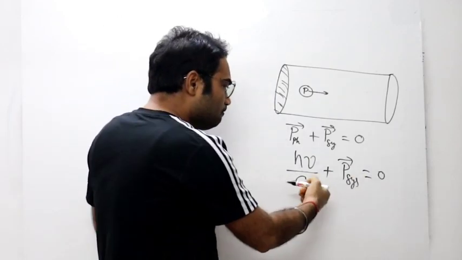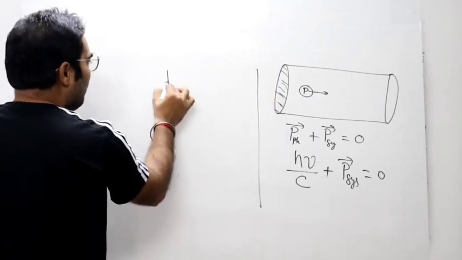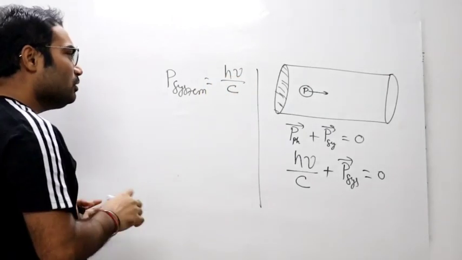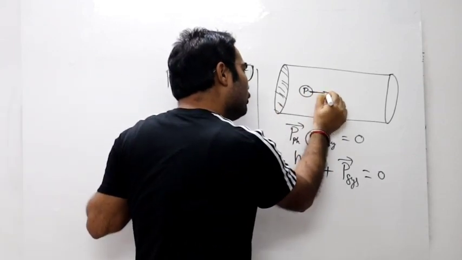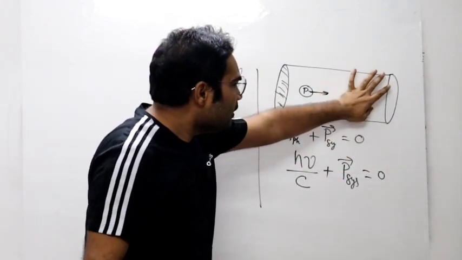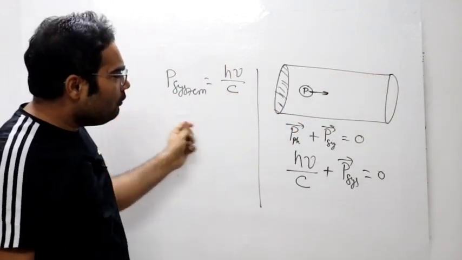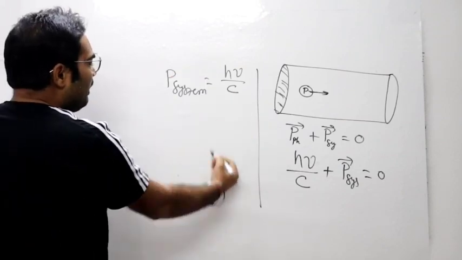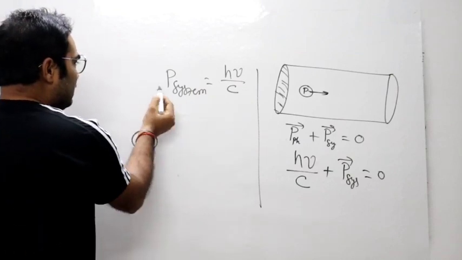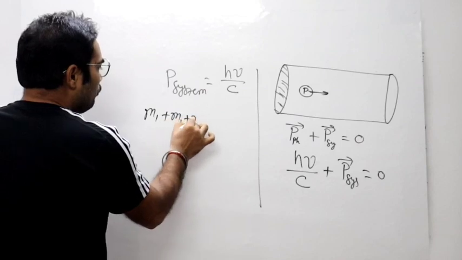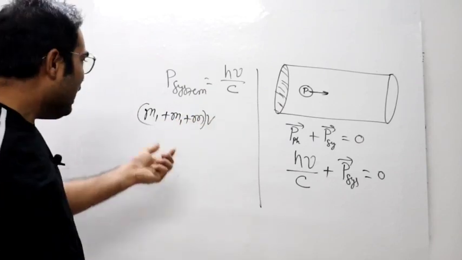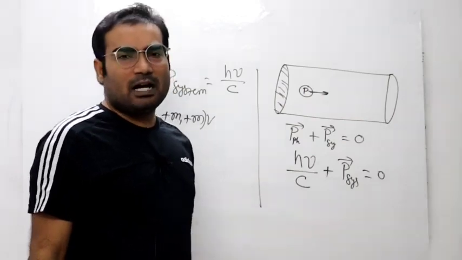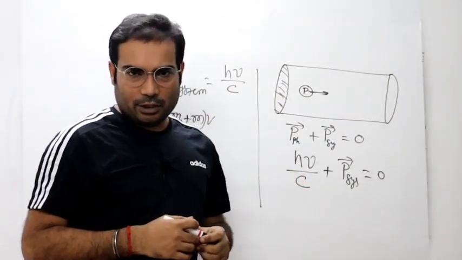Talking about the magnitude, the momentum of the system is equal to h mu by c. Because the photon is moving in this direction, the system will move in the opposite direction to the emission of the photon. The momentum of the system is also equal to (m1 plus m2 plus m) into v, where v is the velocity of the system and m1 plus m2 plus m is the total mass of the system, in which m1 is the mass of one disc, m2 is the mass of the second disc, and m is the mass of the evacuated tube.